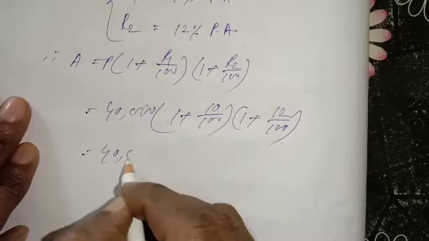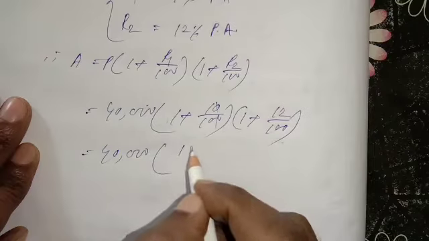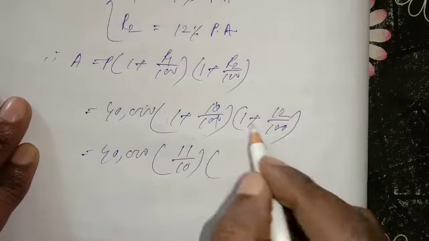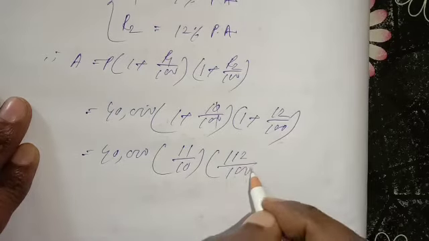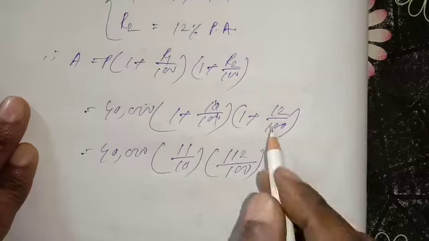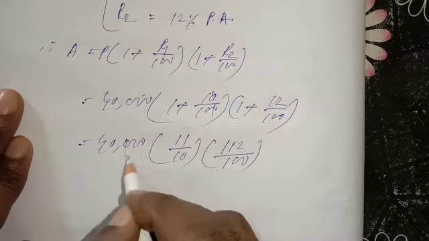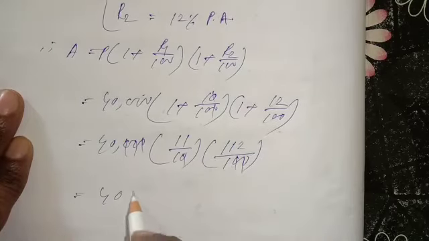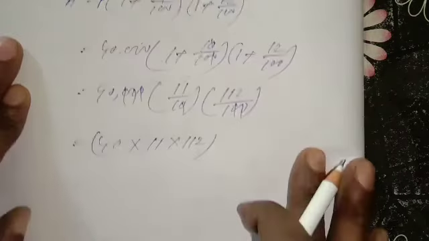Now you see 40,000, this will be 0 0 cancel, means 11 by 10, and this one is 112 by 100. Yes or no? LCM 100. Now this will be 3 0 cancel, 1 0 2 0 3 0 cancel. What is left here? 40 into 11 into 112. If you multiply, you will get the amount.